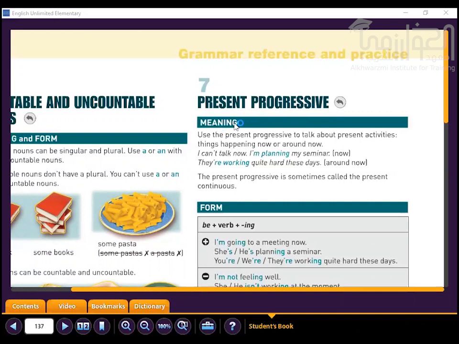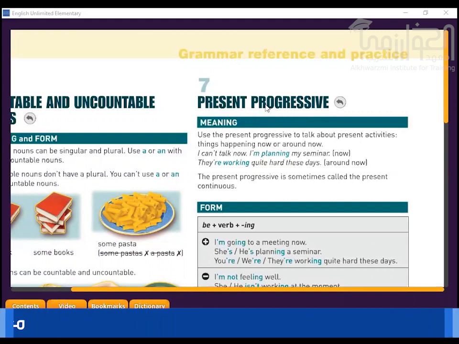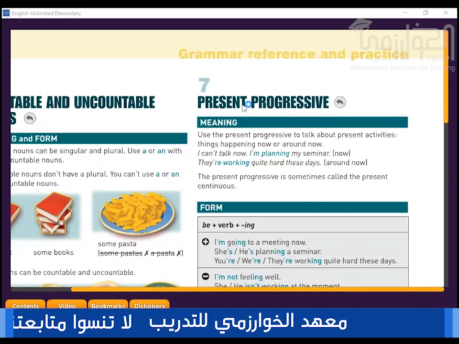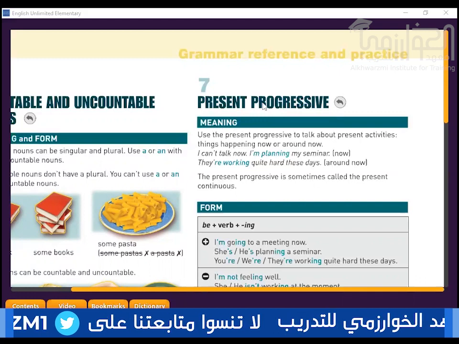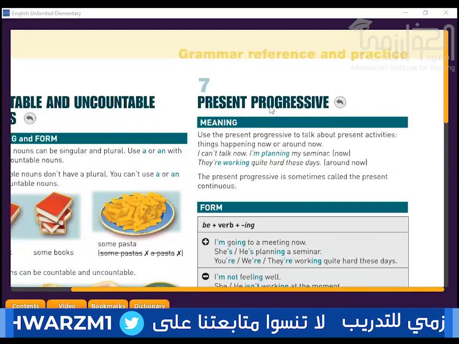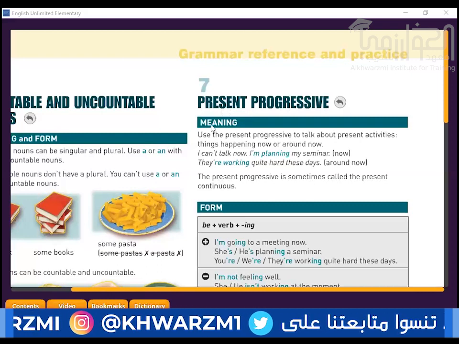Now let me ask you this question. What are you doing now? What are you doing now? Now, if I ask this question, you are going to tell me, I'm listening to the teacher now, or I am studying now, or I am looking at my screen now. These answers are what we call the present continuous. It is about what you are doing at the time you are speaking. So let's look at the meaning.